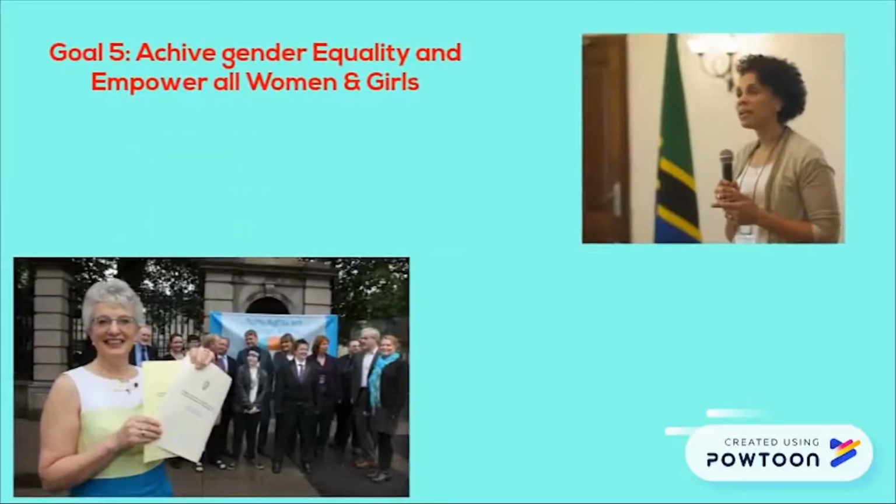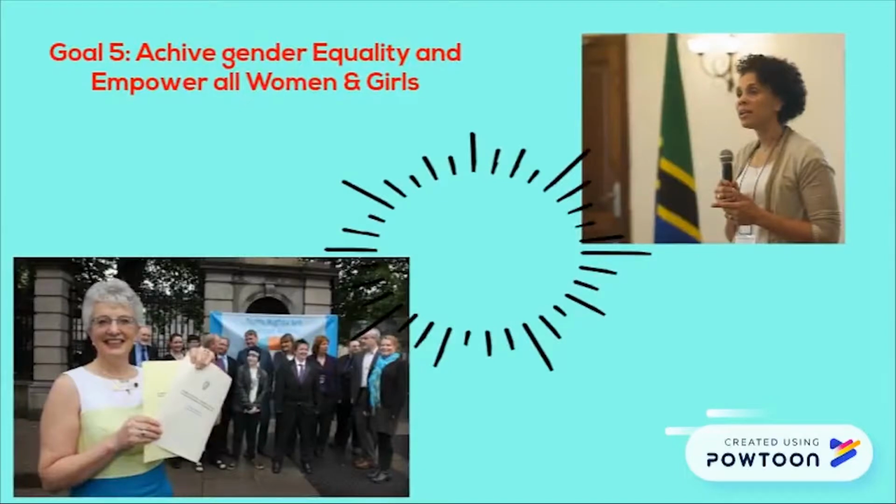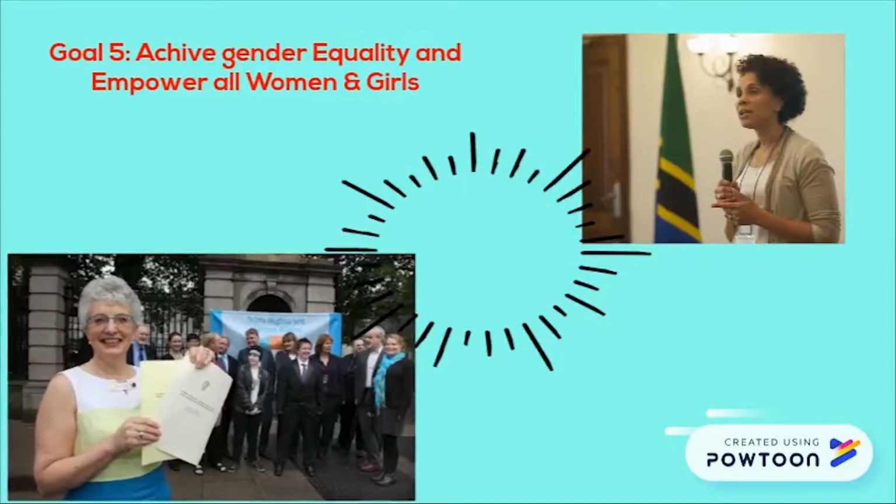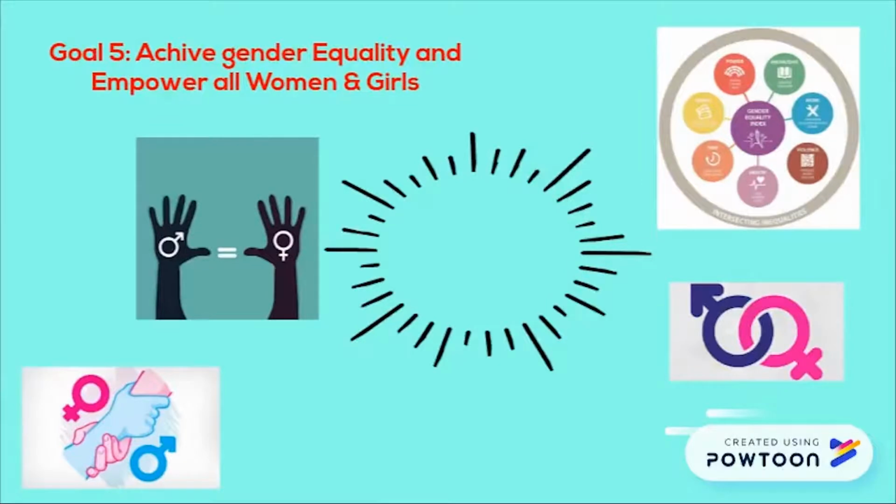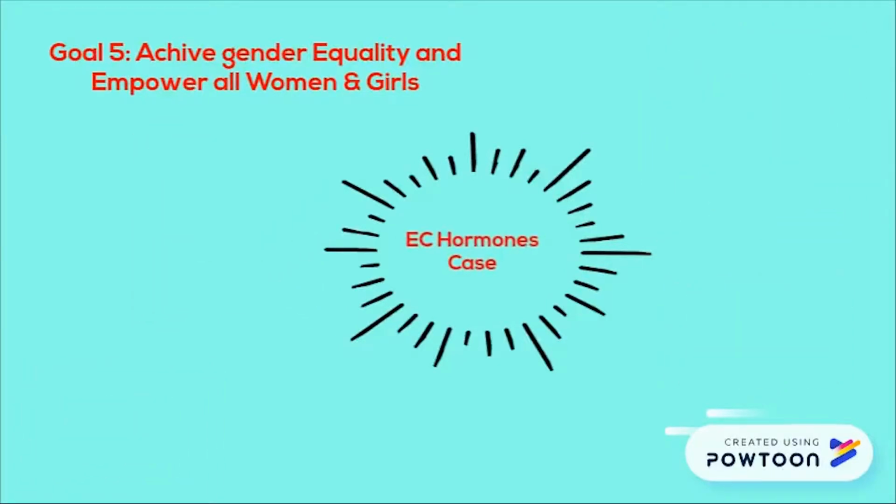Goal number 5: achieve gender equality and empower all women and girls. We have to remember one thing: all the trade agreements drafted so far have been gender neutral. This is common, but sometimes they had a negative impact on women's health, which is hindering SDG goal number 5. Example, the EC hormones case.